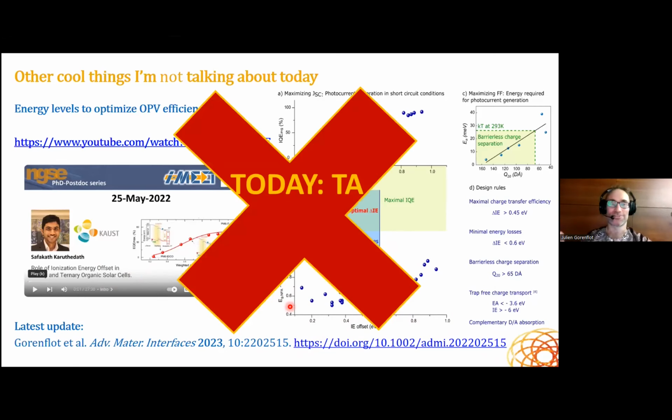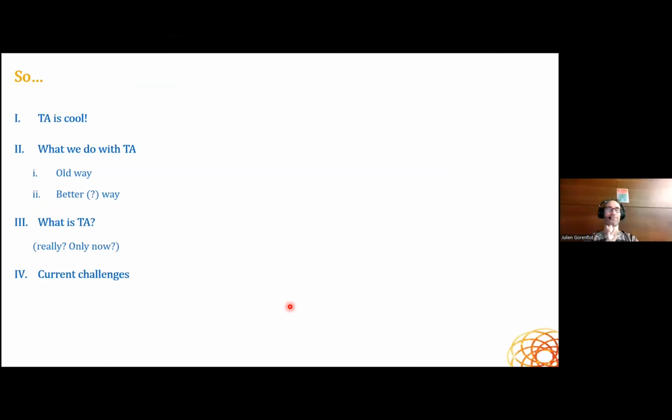However, today I really wanted to talk about transient absorption. So none of this, just follow the links and please do it. It's really interesting topics. So transient absorption. Today I'm first going to convince you how cool transient absorption is. And once you are convinced, I'm going to show you a bit more in detail what we do with it, what we use it for. I chose this maybe uncommon approach to explain what transient absorption is and how it works only after having made sure you want to know. And I will conclude with the challenges we are facing currently in transient absorption spectroscopy.